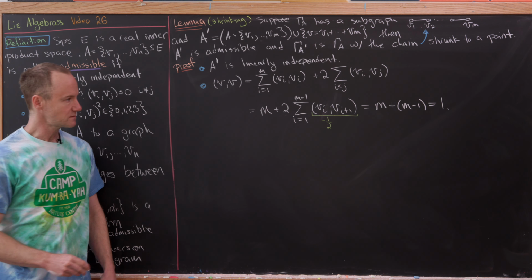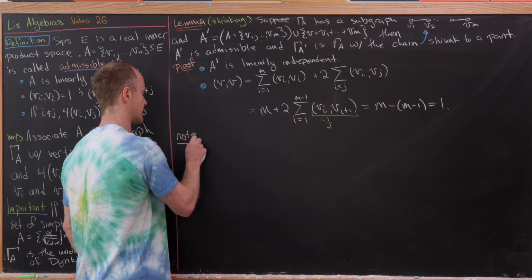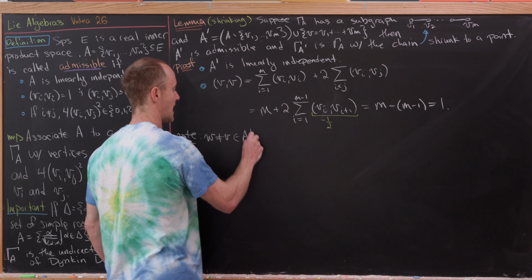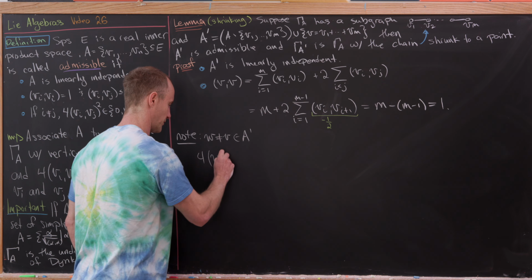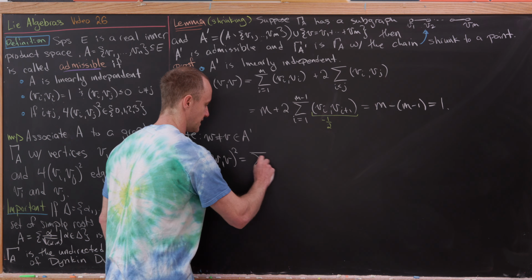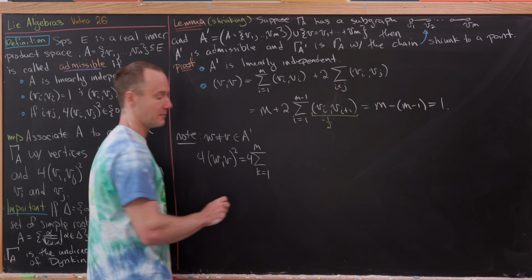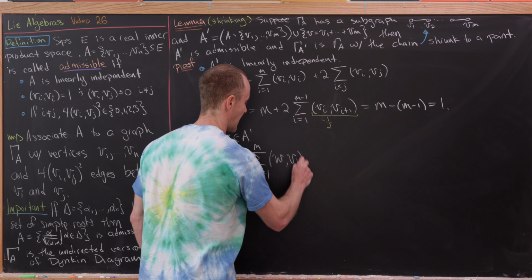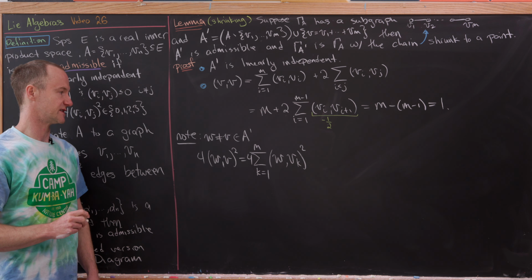Okay, so next up, let's note that if we were to take W not equal to V inside of A prime, then if we were to take 4 times the inner product of W with V squared, we're going to get what? Well, it's going to be 4 times the sum as k goes from 1 to m of the inner product of W with Vk squared. That's just by the definition of V.